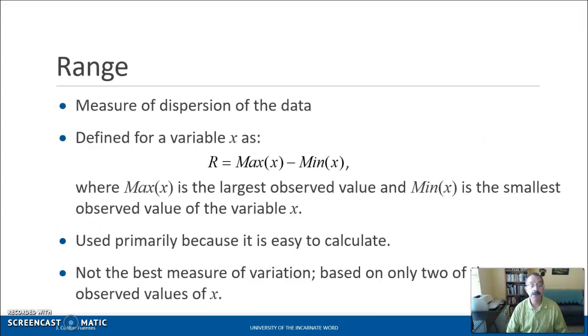All right, the very first measure is range, and it's a measure of dispersion. It's very simple. It's just the difference between the largest value and the smallest value of the variable x. And this has been in use just because it's easy to calculate. It is not the best measure of variation because it only uses two values. If you have a large number of values, it always uses only two values to compute the measure of variation. So not very efficient.